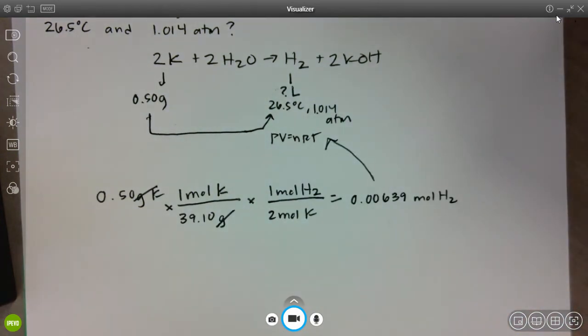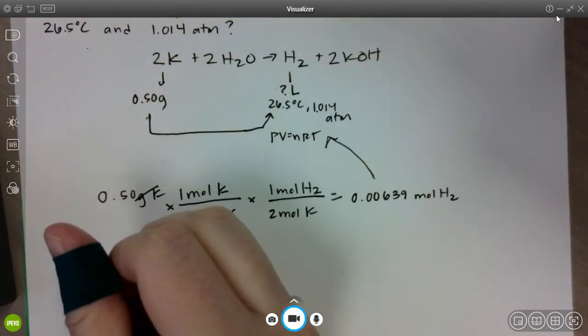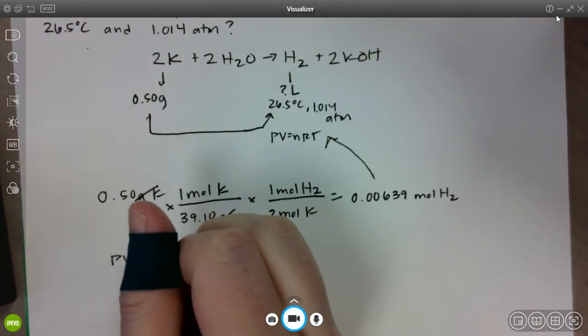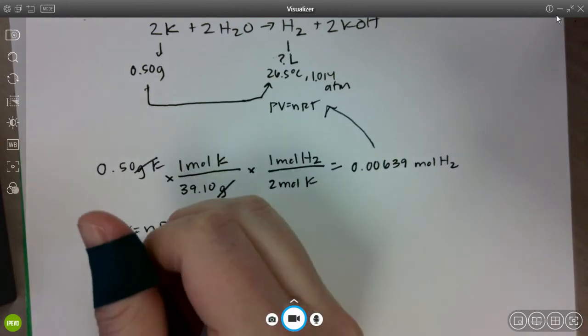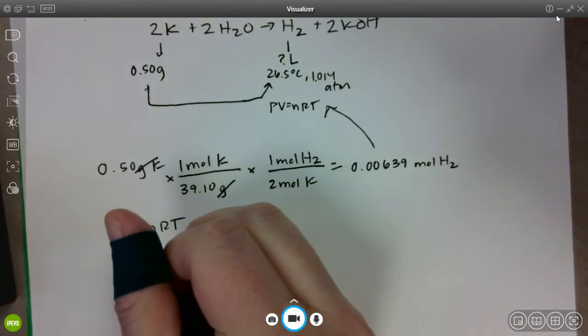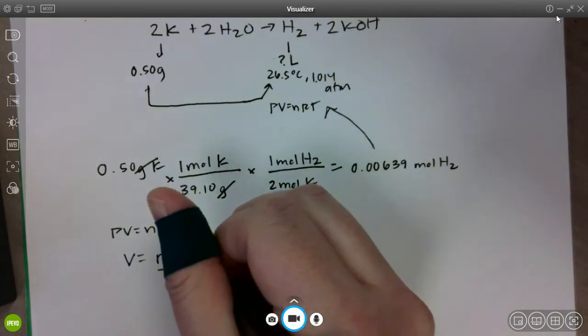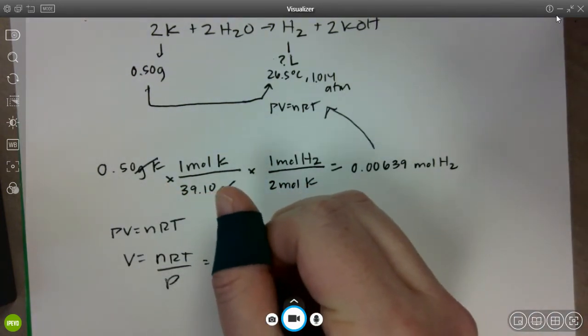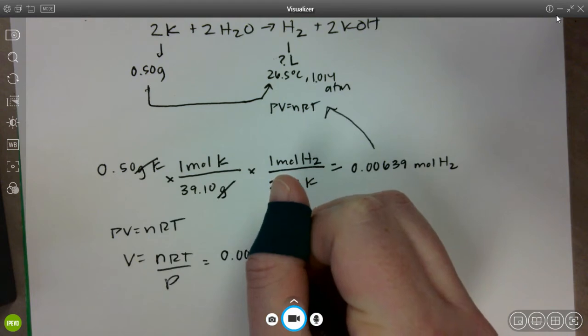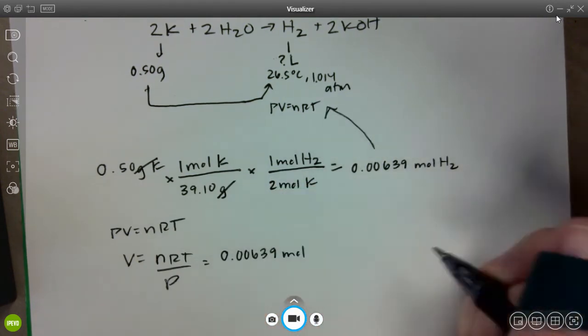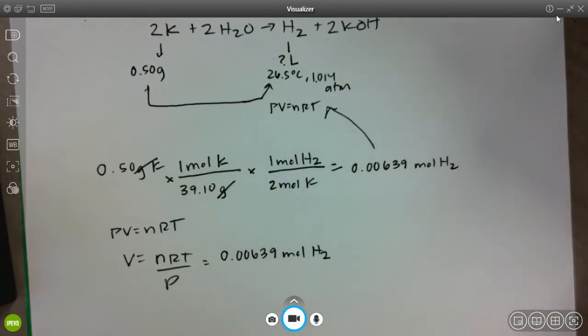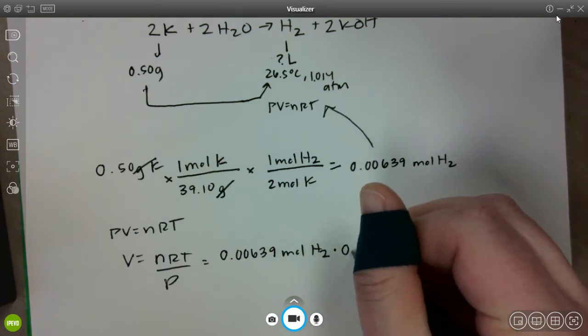Now we can get to our liters in this case. So we've got PV equals nRT. We are solving for V this time, so volume is equal to nRT over P. And I'm going to put all my stuff in. So I know I've got 0.00639 moles of H2, okay, times my R value.